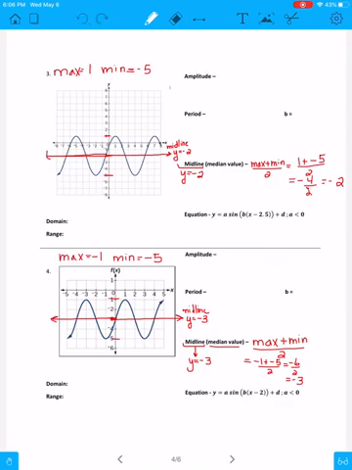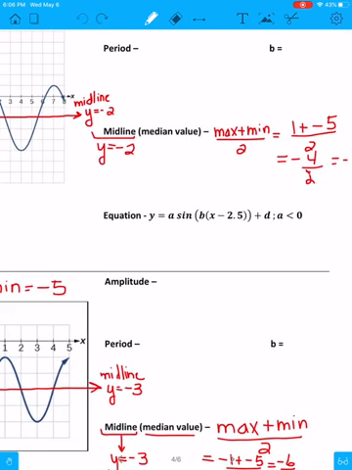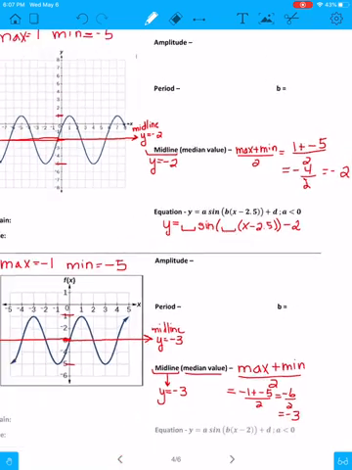So now here we're going to have y equals a, we don't know yet, sine b, we don't know yet, bracket, x minus 2.5, and then my d in this case is my midline, which is negative 2, so I'm going to get a minus 2 at the back. So whatever it is, you get at the back.